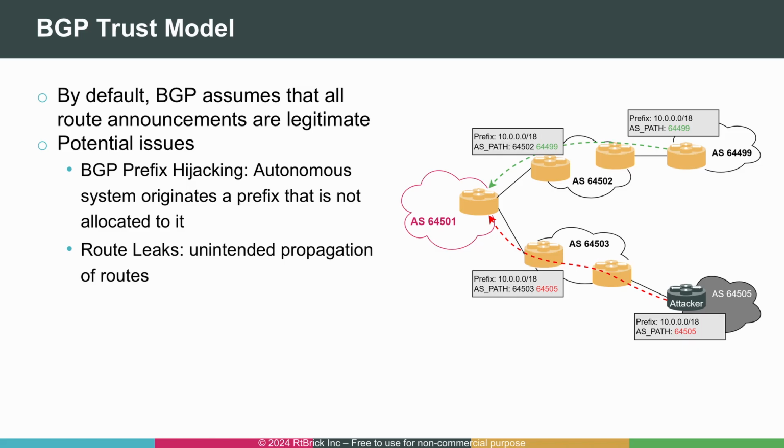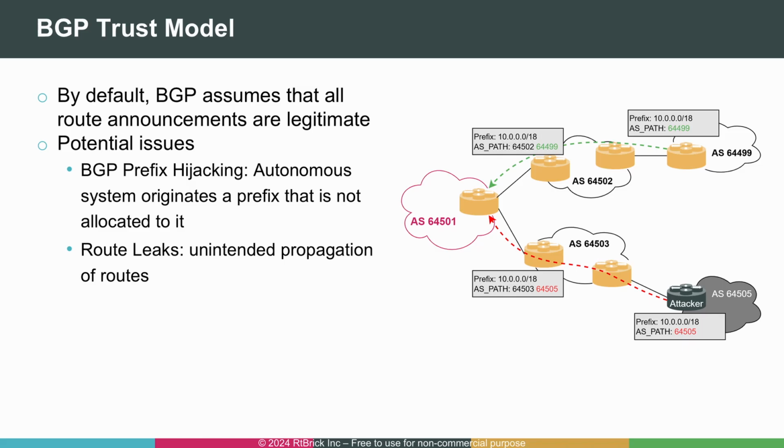Consider a network scenario where AS64501 receives two route advertisements for the prefix 10.0.0.0/18, one from AS64599 and one from AS64505. In reality, only AS64599 has been allocated that prefix. Public IPv4 and IPv6 address space is assigned by regional Internet registries such as RIPE-NCC, ARIN, or APNIC, and typically, only one autonomous system is authorized to originate a given prefix.